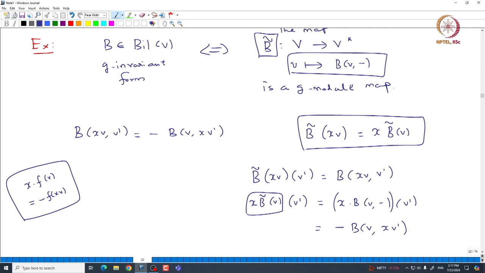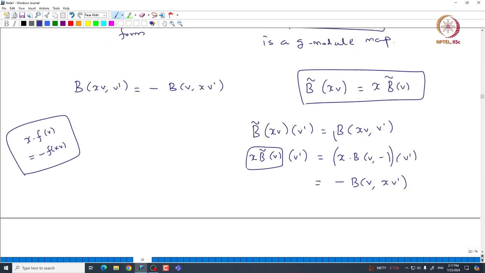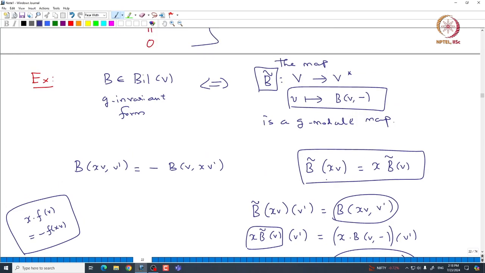Okay. So, that means you are demanding that this thing is the same as this thing: B(x v, v') is the same as minus B(v, x v'). So, that is why whenever B is a G-invariant form, then B tilde becomes a G-module map. So, it becomes if and only if. This is actually a very important observation. We will use it repeatedly.